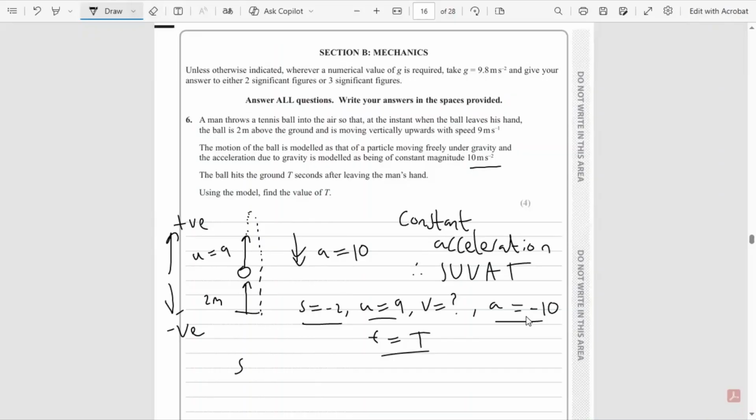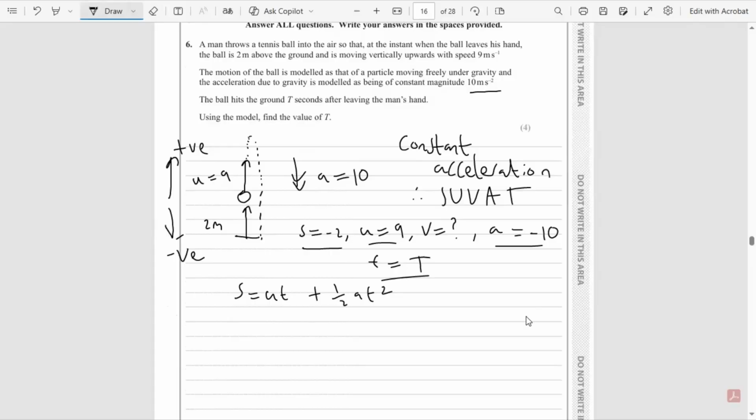Well, that's going to be the equation S equals UT plus half AT squared. Now then, let's sub in our numbers into the formula. So minus 2 is equal to U times capital T, so 9 times T, and then plus a half of minus 10. Well, half of minus 10 is going to give you a minus 5, so minus 5, and then capital T squared. So we have here a quadratic. If we just move the two terms on the right to the left side, so 5t squared minus 9t minus 2 is equal to 0.